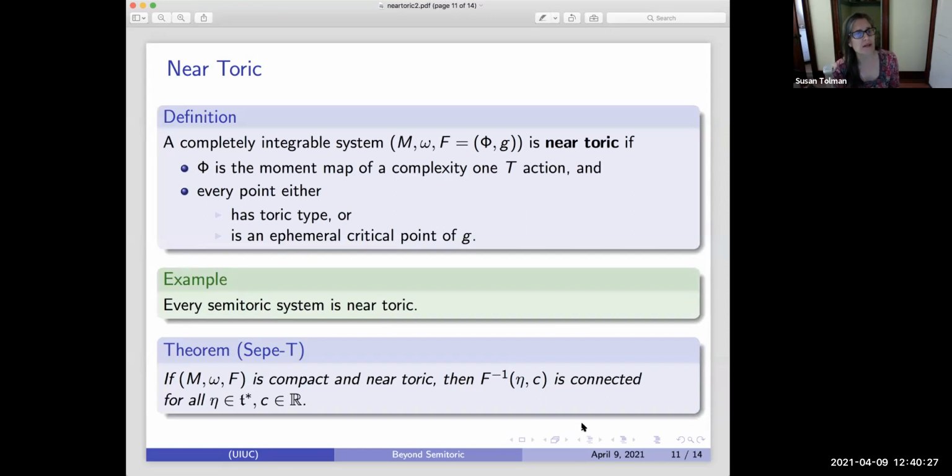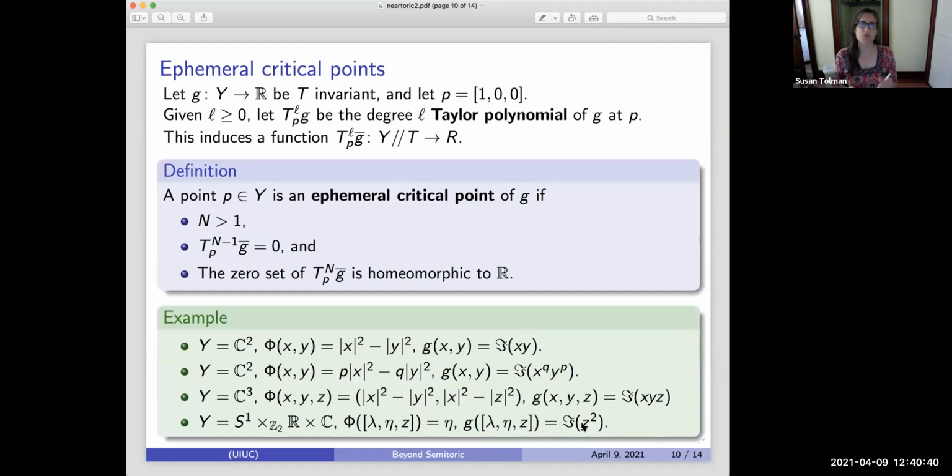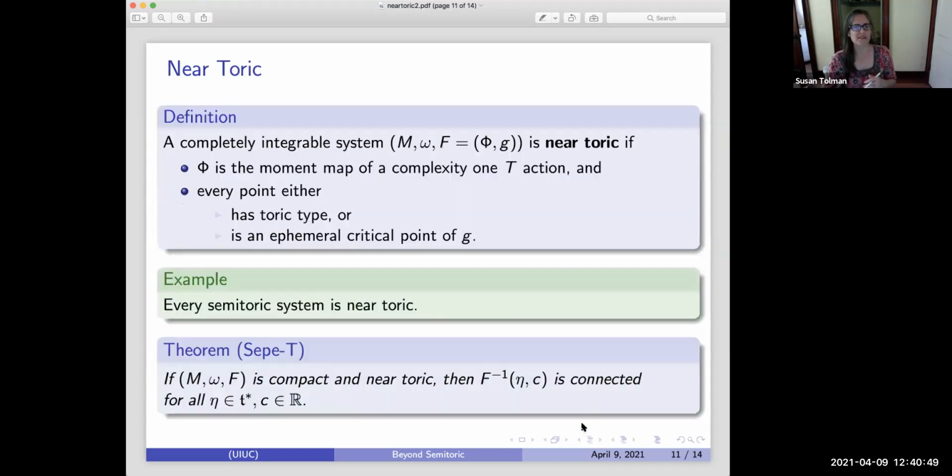So an example is that every semitoric system is near toric. And this hopefully is fairly clear because near toric had to be either toric type or focus-focus. And focus-focus was one of our examples, the first example of our ephemeral critical points. So if every focus-focus point is ephemeral, then clearly if all your points have toric type or are focus-focus, then they all have toric type or are ephemeral. So that's one of the examples.